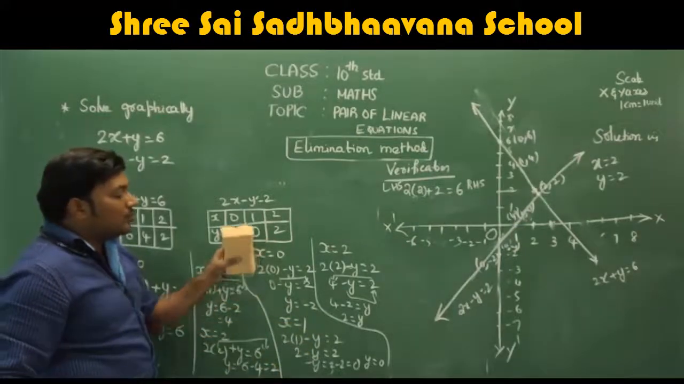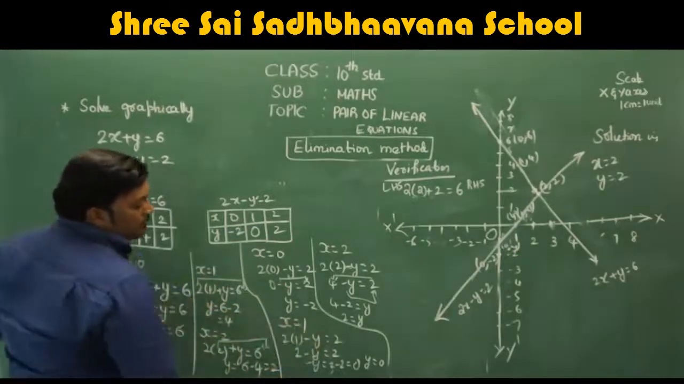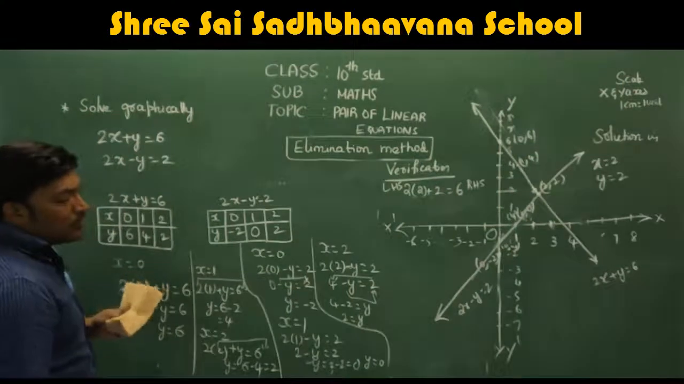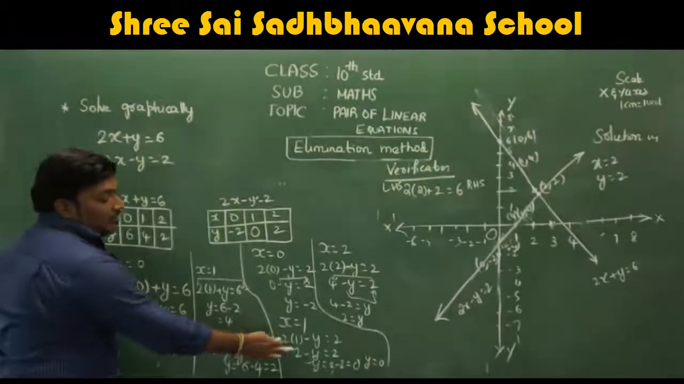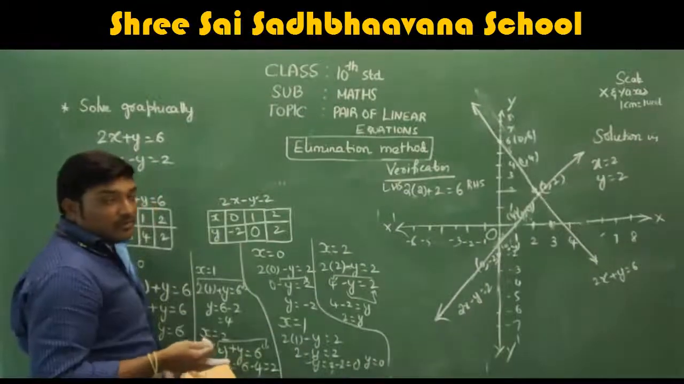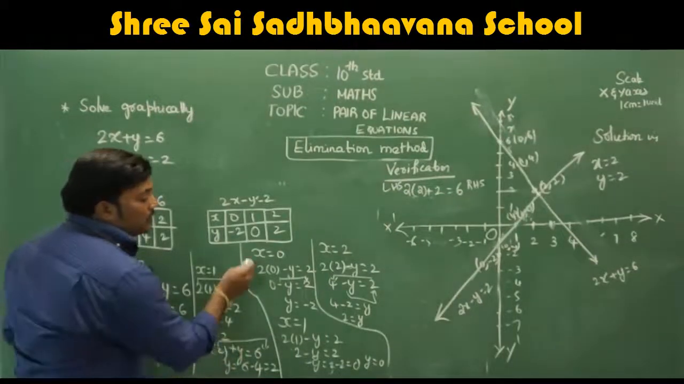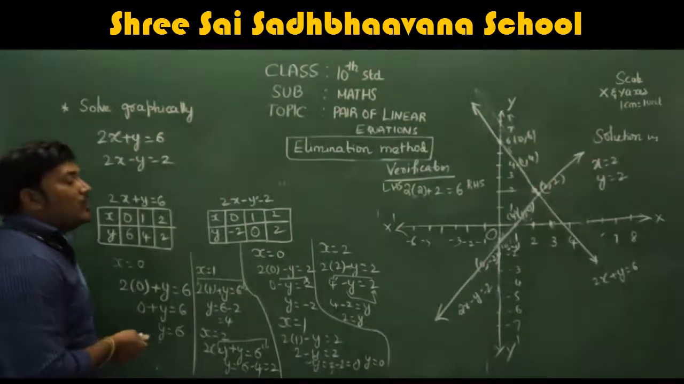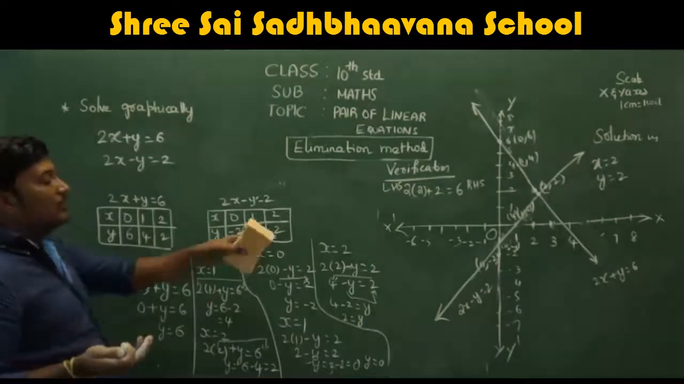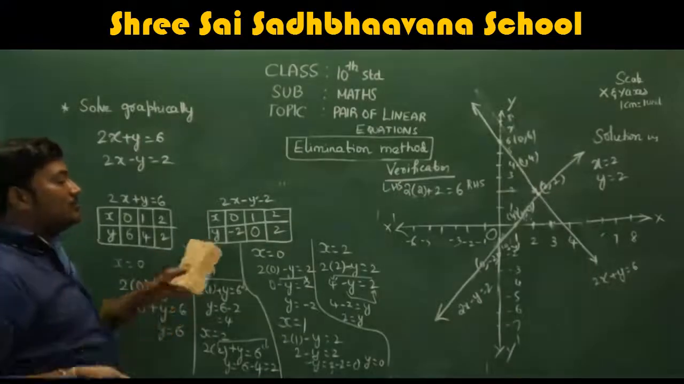Next, substitute x is equal to 1. 2 into 1 minus y is equal to 2. 2 minus y is equal to 2. So minus y is equal to 2 minus 2. This 2 is plus here, it will go there. So 2 minus 2 will get 0. 0 is neither negative nor positive, so we don't have minus 0. 0 has no polarity, no sign for 0. So minus y is equal to 0 is the same as y is equal to 0.